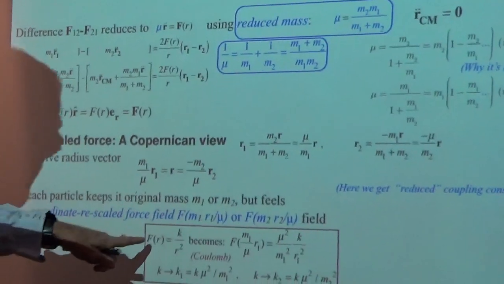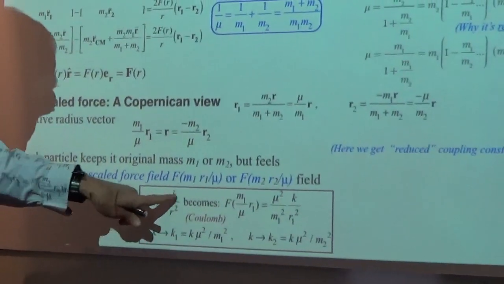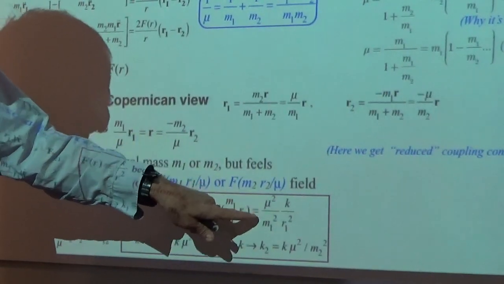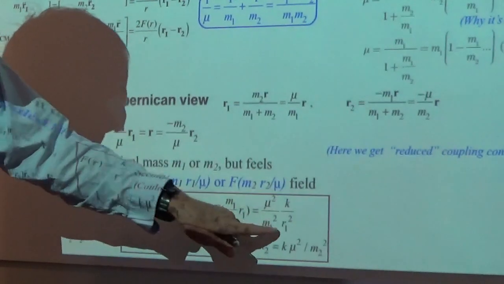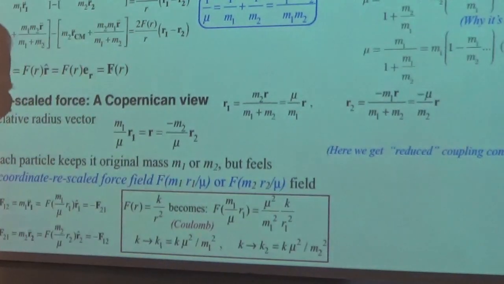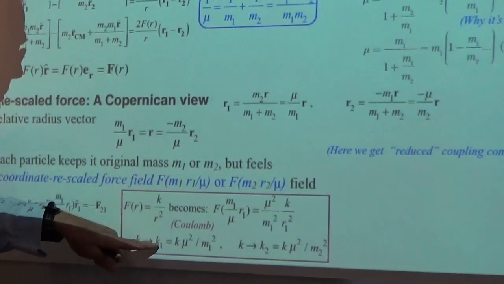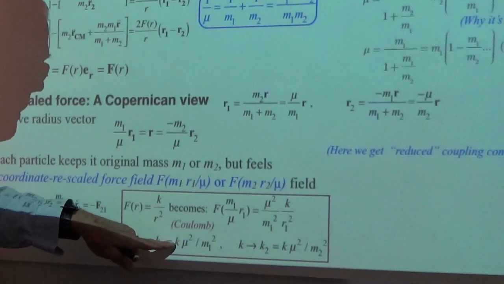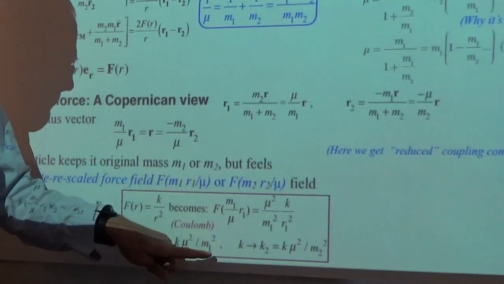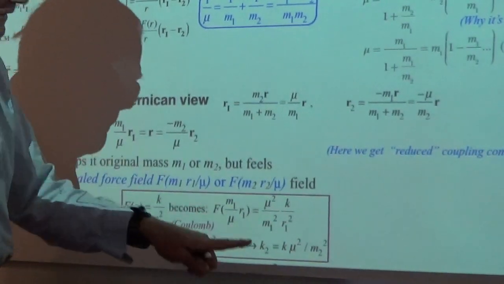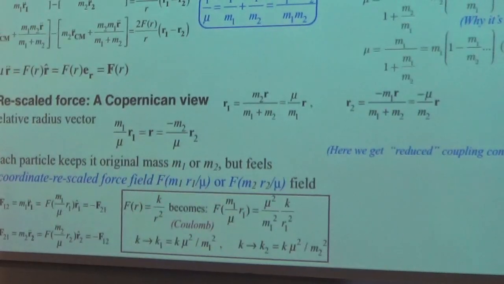you recognize. The basic idea is, for example, for a Coulomb force, k over r squared, then this thing is going to be mu squared over m1 squared. You have to flip it over because it's in a denominator there. And the Coulomb constant that you used to use, k, will now be replaced for the first particle by k1, which is k mu squared over m1 squared. And for the other particle, you're going to replace it with k2. So they're going to feel that the interaction is different for each of them, just like the mass has been changed.